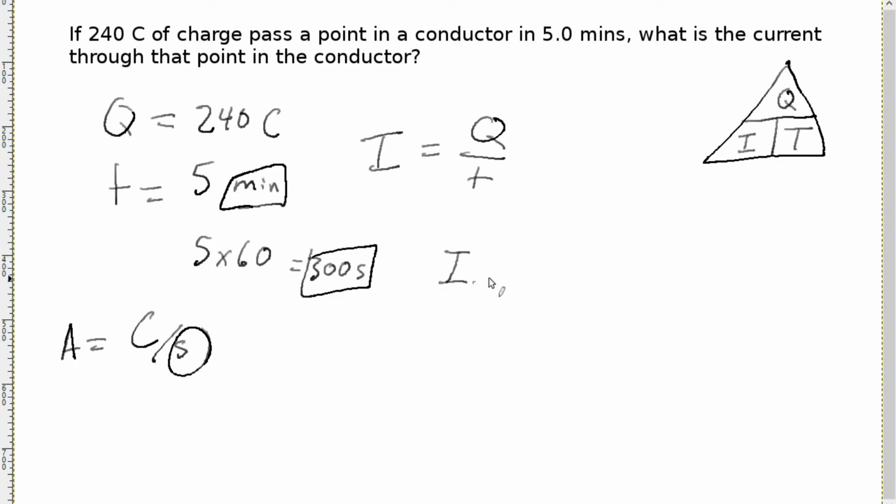Okay, so let's rewrite it into our formula. So we get 240 over 300. And if you plug that into your calculator, you should get I equals 0.8 amps. So our current is 0.8 amps through that point.